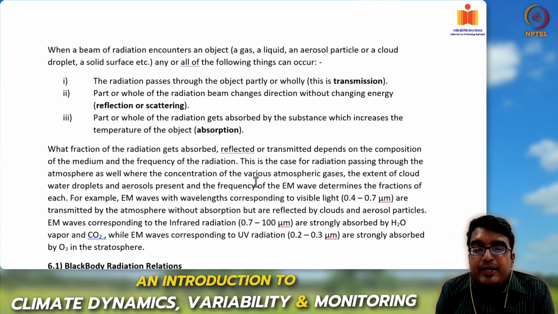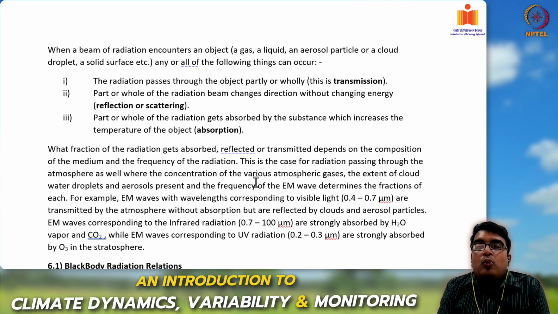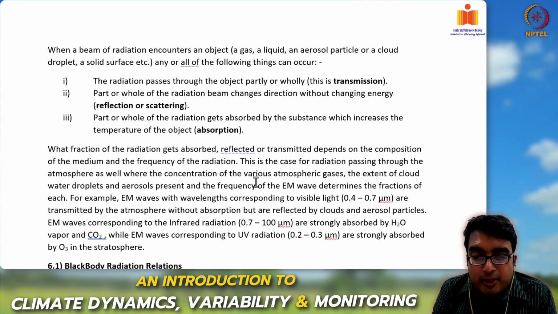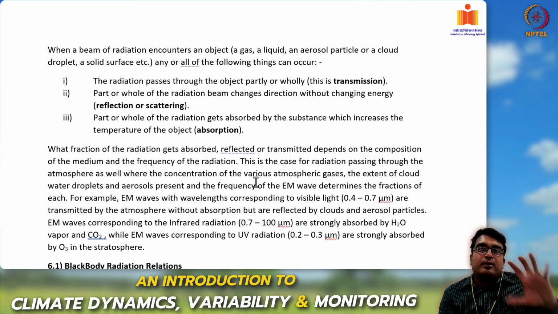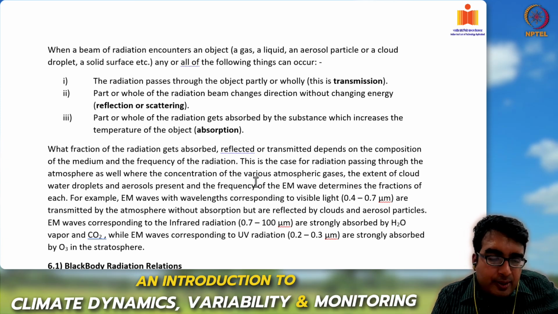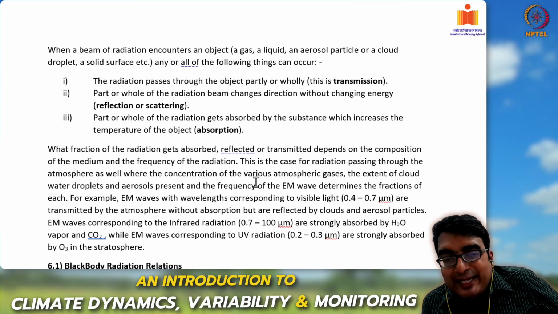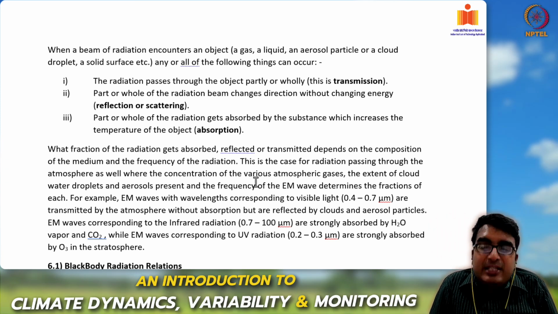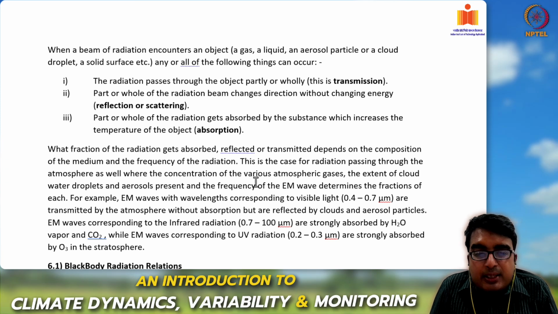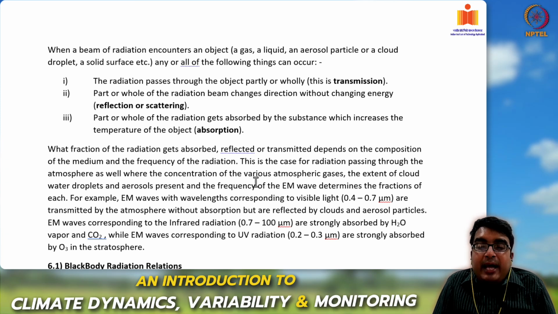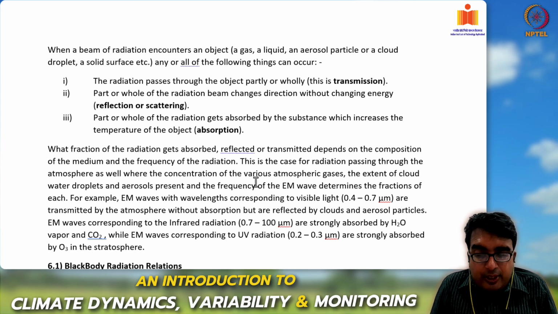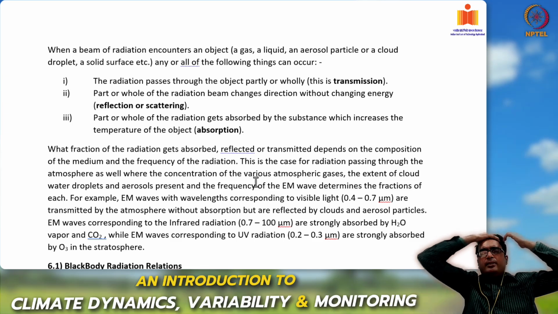So, for example, when radiation is passing through the atmosphere, the concentrations of the various gases, the extent of clouds, water droplets, and aerosols determine the relative importance of these three mechanisms: transmission, reflection or scattering, and absorption. For example, electromagnetic waves with wavelengths corresponding to visible light, 0.4 to 0.7 micrometers, are transmitted by the atmosphere without absorption at all, but are reflected back by clouds and aerosol particles. So there is a strong reflection component by aerosol particles and clouds.